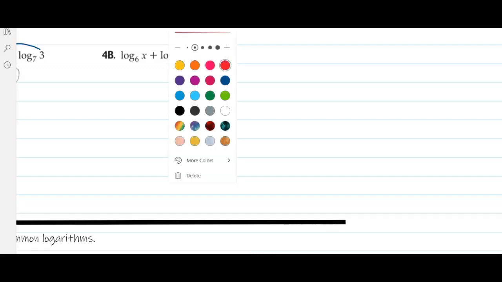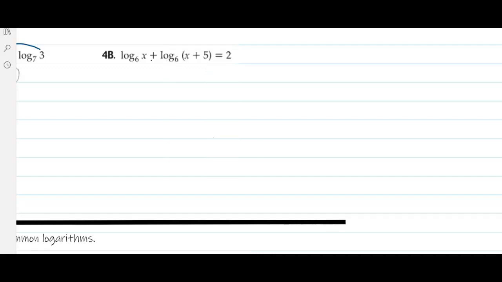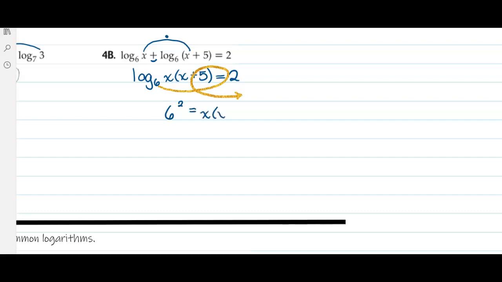Moving on to our last example. Again, we have addition, which means we can multiply these two quantities. We write one logarithm, and then we multiply their two quantities. I can use my exponential function notation conversion, which means 6 to the second equals x times x plus 5. Distributing the x squared plus 5x.